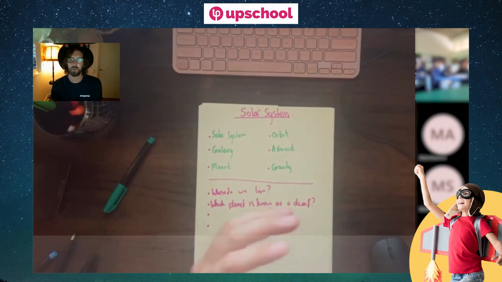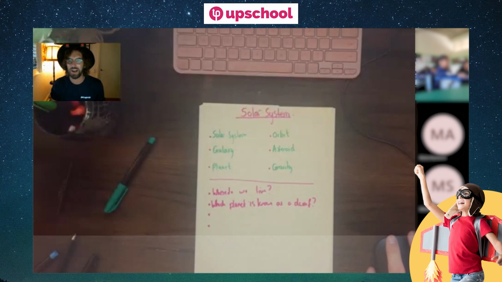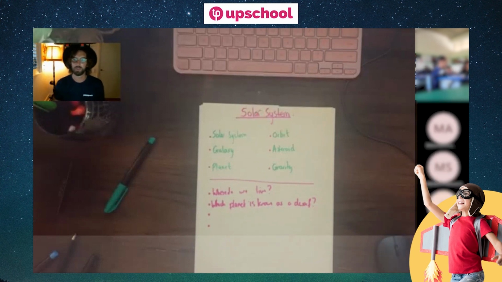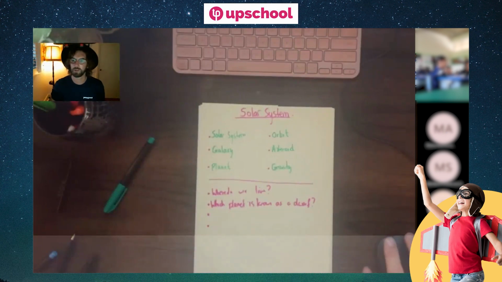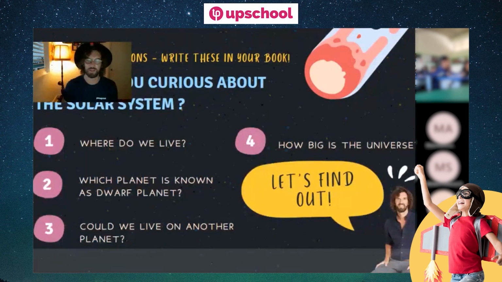So I can see the children at Rise Experiential School. What I really need to see is you actually writing these questions in your book. I can see you looking at the camera and saying, wow, it's so wonderful to be back in a live lesson. But in order to get this going, you need to be involved. So your first question, where do we live? Your second question, which planet is known as a dwarf planet? Write these down.